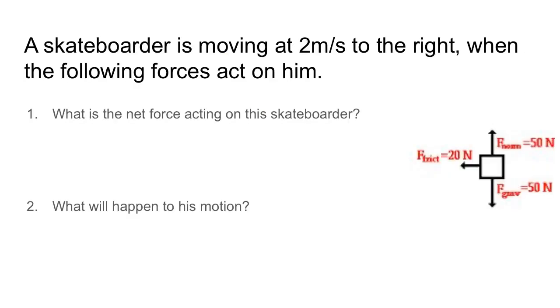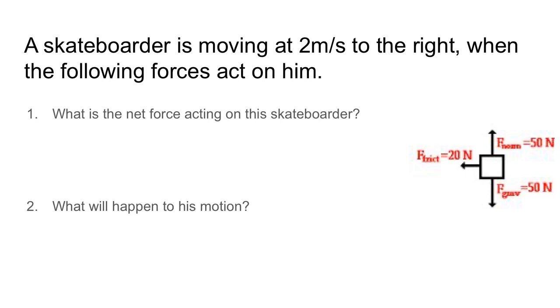And so if we look at some force diagrams now, the skateboarder is moving at 2 meters per second to the right when the following forces act on him. What is the net force acting on the skateboarder and what will happen to his motion? The reason why we ask this question is because the first thing we need to know before we look at how the object's motion has changed is whether the forces were balanced or unbalanced.